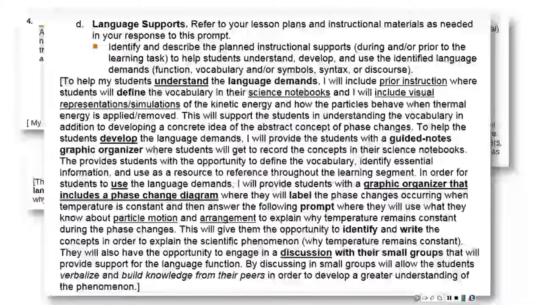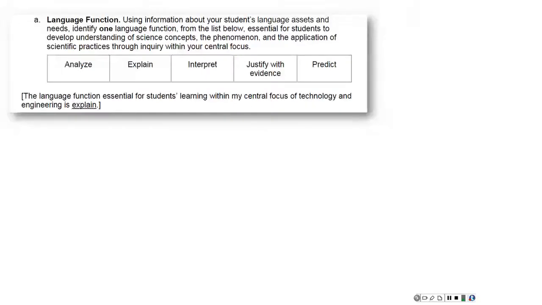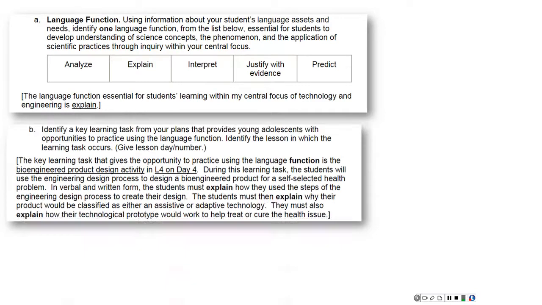This is somebody's 4D. Notice it says you can talk about prior instruction when you're talking about your supports to help the students develop language demands. I provide the students with a graphic organizer that includes a phrase. Anyway, these are some of the answers that we've gotten. This is another one. This one is a math, I think.